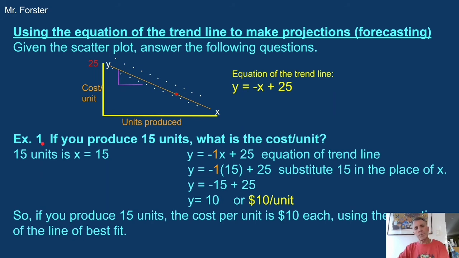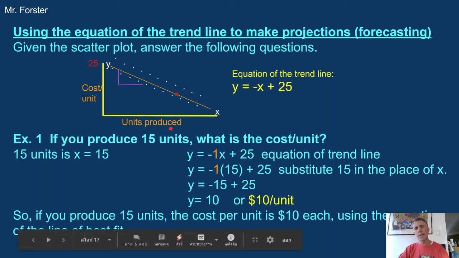And now here's a question. Let's use the trend line. If you produce 15 units, what is the cost per unit? Well, I guess we don't have many units, we don't have any numbers over here, but we'd say 15 over here, and then we'd go down here, how many units? But we're going to use this equation of the trend line. So 15 units, that's x. So we're going to say x equals 15, and I'm going to write my equation, and then I'm going to substitute 15 into the place for x, and I'll multiply -1 times 15, and I'll add those together, different signs, subtract, and I get 10.